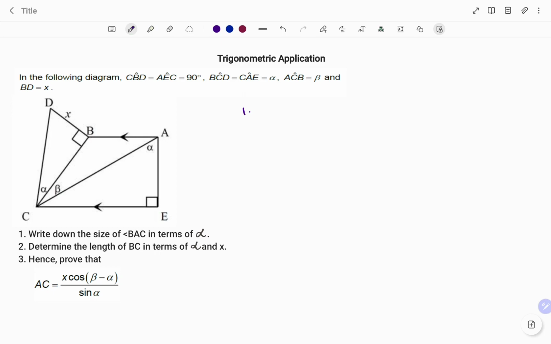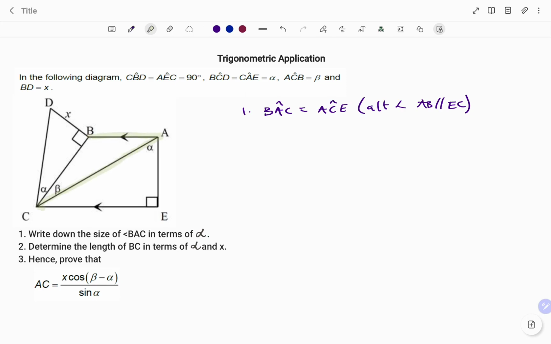1. So write down the size of angle BAC in terms of alpha. We have angle BAC equals angle ACE. And the reason being, they are alternate angles because the line AB is parallel to the line EC or CE. So if you look at the two parallel lines AB and EC, we have the alternate angle.